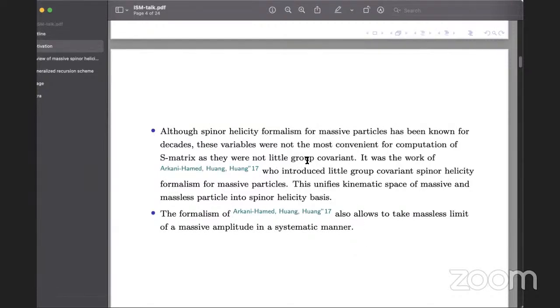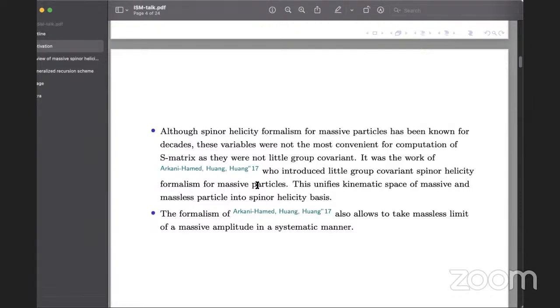Why do we need this covariance? Because the S matrix itself is covariant under the little group. So it is desirable to work with variables which are themselves covariant under the little group transformations.